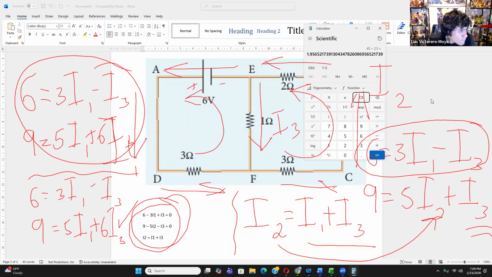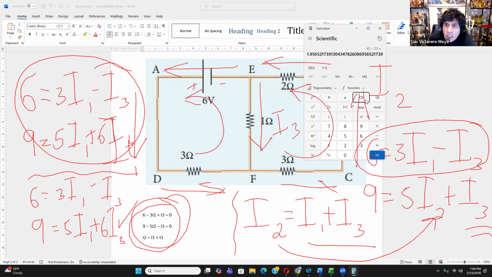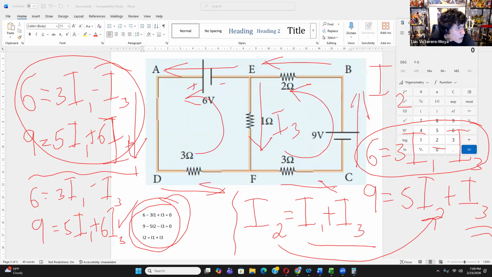And then I3 will be negative 0.12. Yeah, negative 0.12.